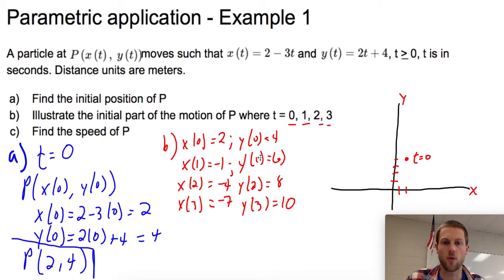The next coordinate will be negative 1, 6. So that's negative 1 and up a couple more. That's right here. That's time equals 1. Then I've got negative 4, 8. 1, 2, 3, and going up 1, 2. So that's about here. Time equals 2. And then finally, time equals 3 will be at negative 7, 10. So that is, give or take, about here. Time equals 3.